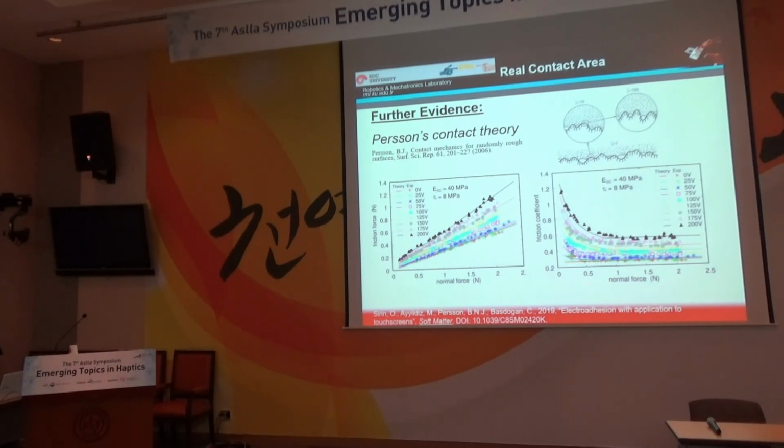How do I understand there are some adhesive effects? If you look at the coefficient of friction at low normal forces, adhesion seems to be a significant factor. And as you increase the voltage, you can see the tangential forces are increasing and the friction coefficient is increasing, all because of this increase in real contact area.